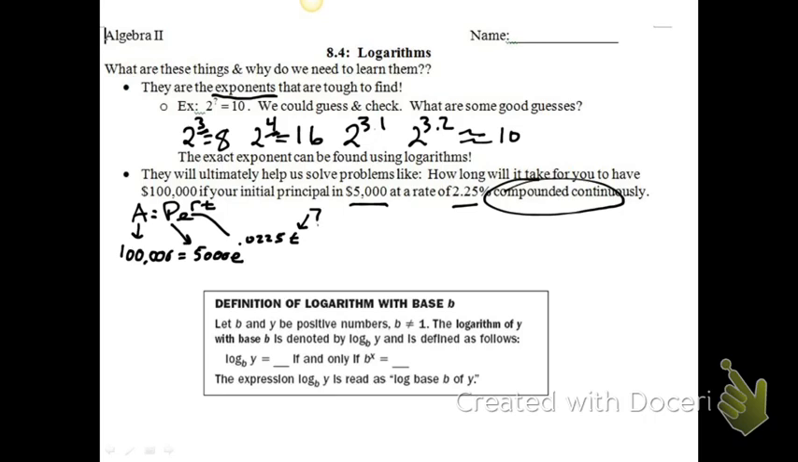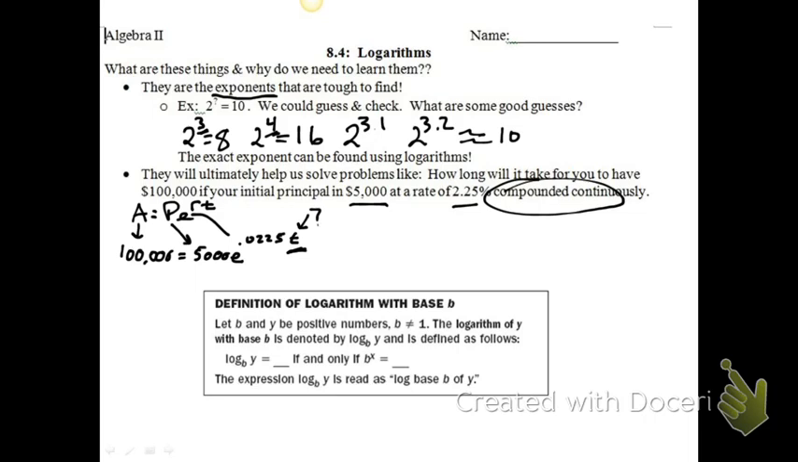Now, again, the only way right now to potentially solve this is to guess and check. We will, at the end of this whole lesson, figure out how we can find what that t value is exactly, as accurate as we need to be.